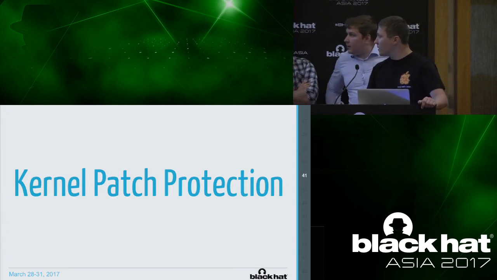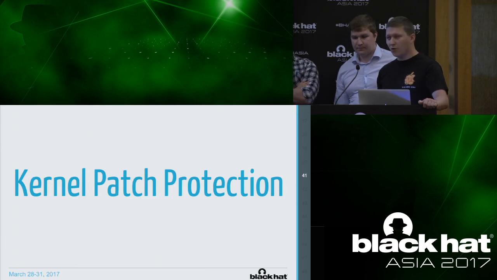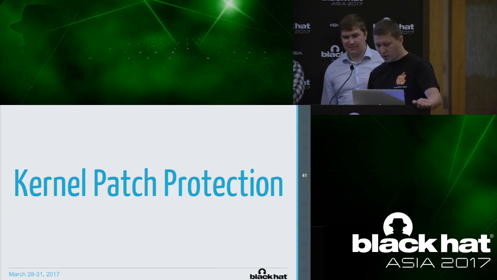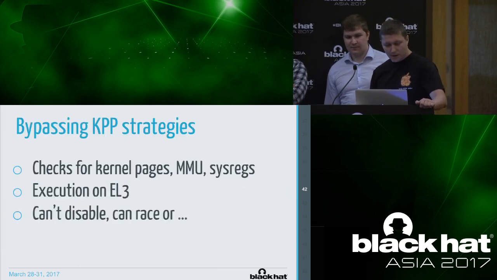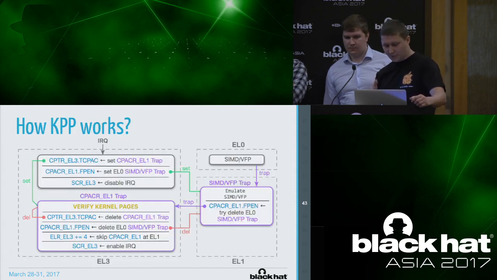Hello, everyone. As you noticed, we need to make quite a few patches, and kernel patch protection is a thing preventing us from doing that. So let's take a look at how it works and how to bypass it. Kernel patch protection randomly checks kernel pages, translation tables, and some system registers. It's also executing on exception level 3, so we can't really disable it. But we can apply patches and remove them between checks. But is there any other way? Yes, there is. Let's dive deep into iOS and find out how it works.